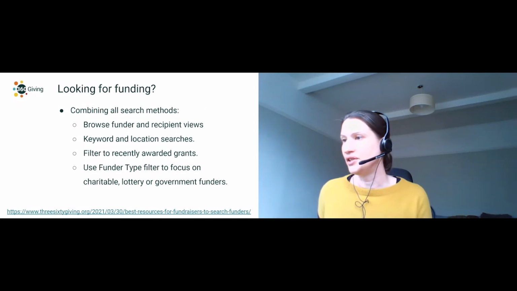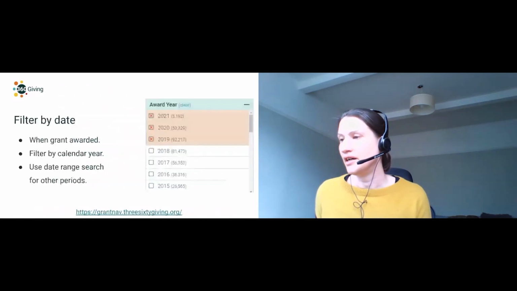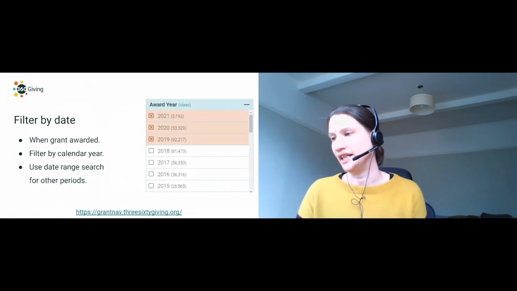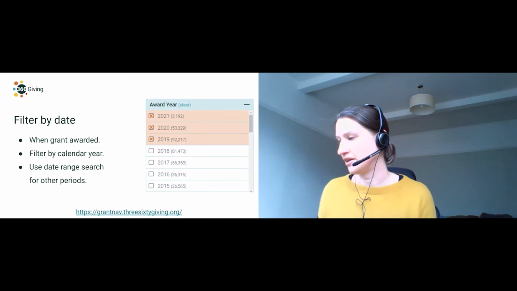In addition to searching by location and text, you can use date filters to show just the recent awards. This would help to show what grant makers are currently funding and their priorities. All the filters work for calendar years, but it is possible to use date ranges to select other periods.